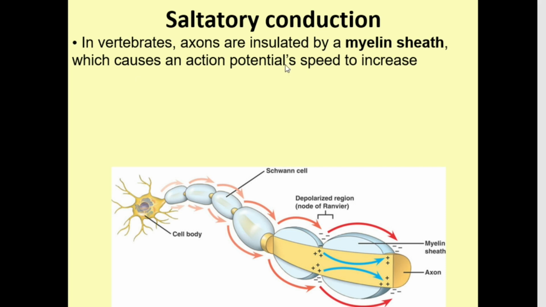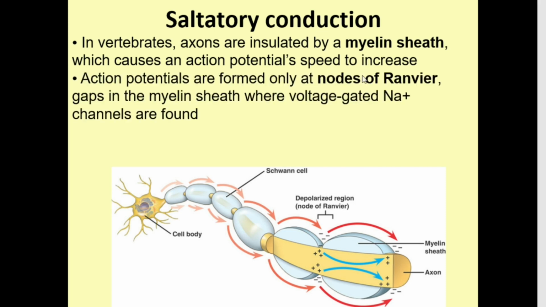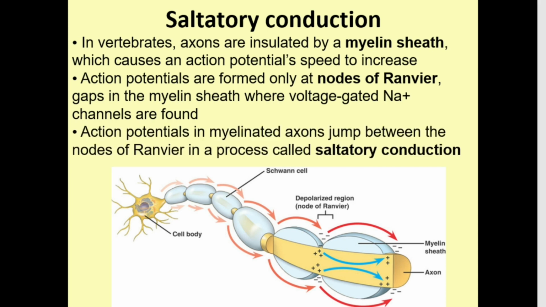So we know that in vertebrates, axons are insulated by the myelin sheath that causes the action potential speed to increase. So action potentials are formed only at the nodes of Ranvier. Those are the gaps in the myelin sheath where we have our voltage-gated sodium channels. So action potentials in myelinated axons jump between the nodes of Ranvier in that process called saltatory conduction. You can see it here with the red arrows. So this is why our axons can transmit action potentials very quickly while still maintaining a very narrow diameter. And there are certain diseases that can damage the myelin sheath, and we can also damage it as we get old, and that means that the nervous system doesn't function as well as it should because you're not getting saltatory conduction happening effectively.